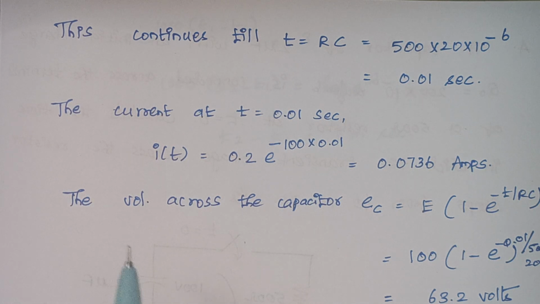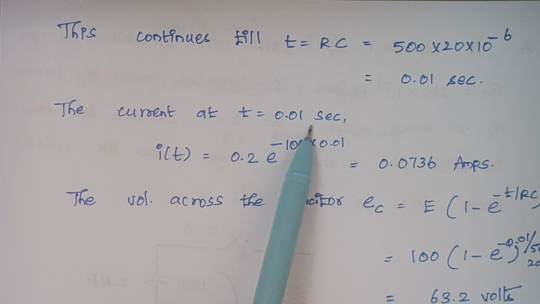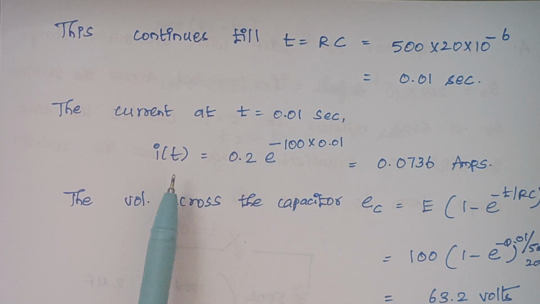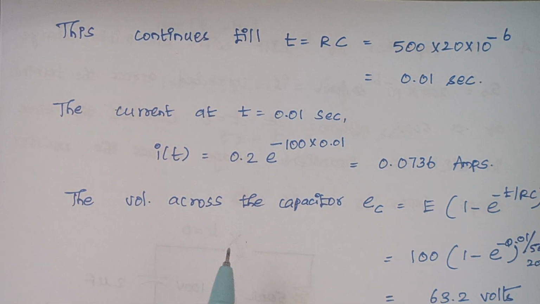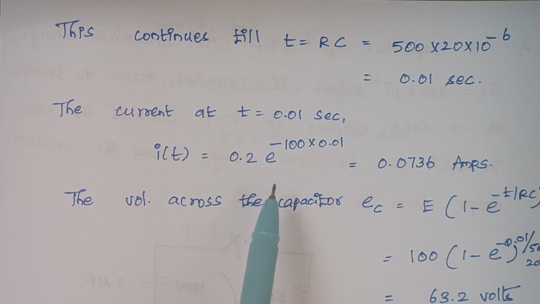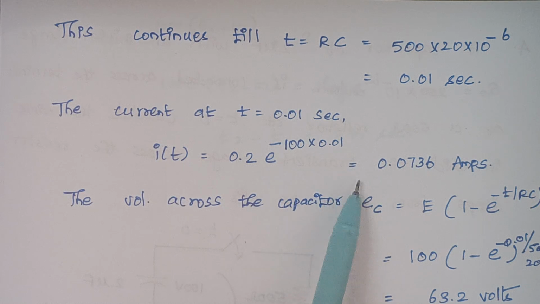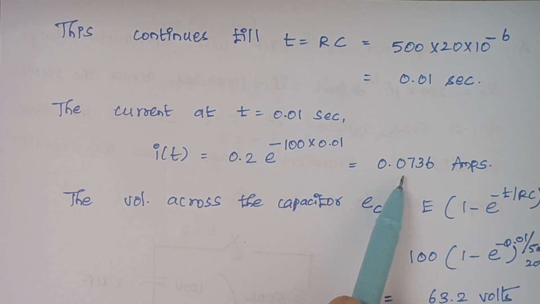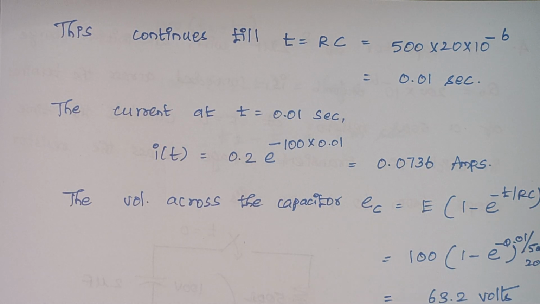Now, the current at t equal to 0.01 is calculated from the expression we just ended up with: I of t is equal to 0.2 into e to the power minus 100t. In the place of t, substitute 0.01, which gives the answer as 0.0736 amps.